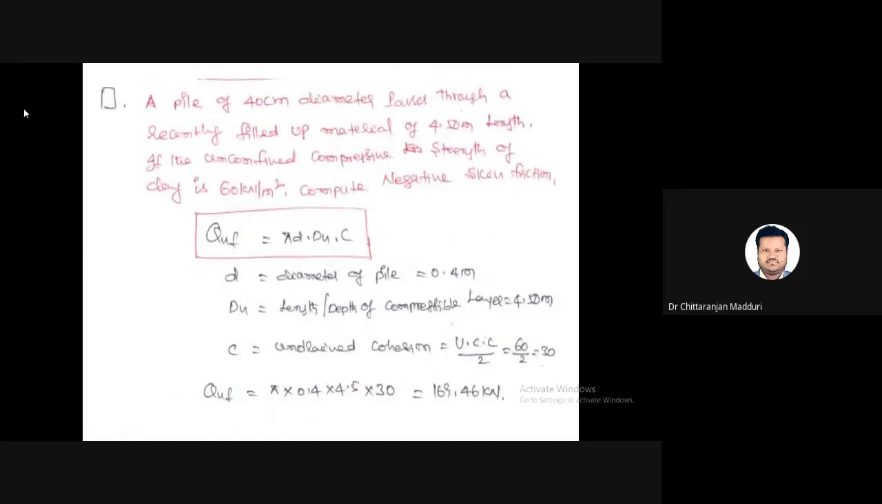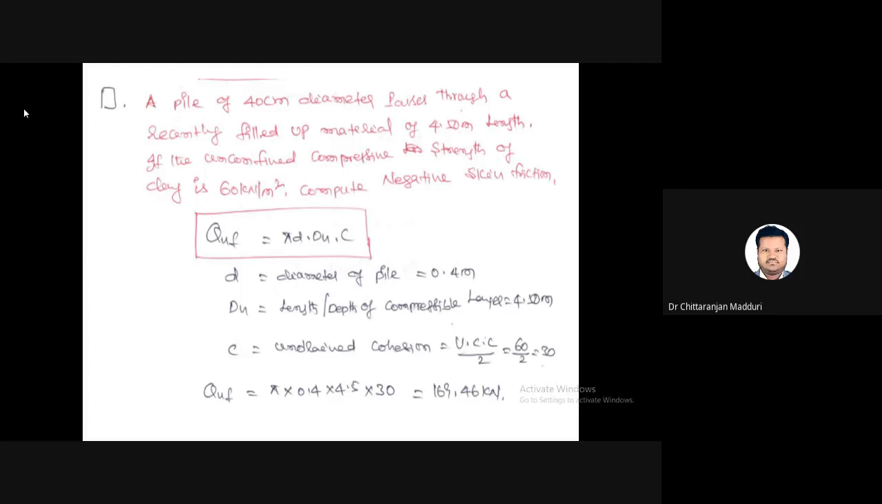So here a problem is given related to negative skin friction. A pile of 40 centimeter diameter passes through a recently filled up material of 4.5 meters length. If the unconfined compressive strength of clay is 60 kilonewton per meter square, compute the negative skin friction. So negative skin friction equals pi into diameter of the pile, depth of compressible layer and cohesion. So diameter of the pile equals 0.4 meters, depth of compressible layer equals 4.5 meters.